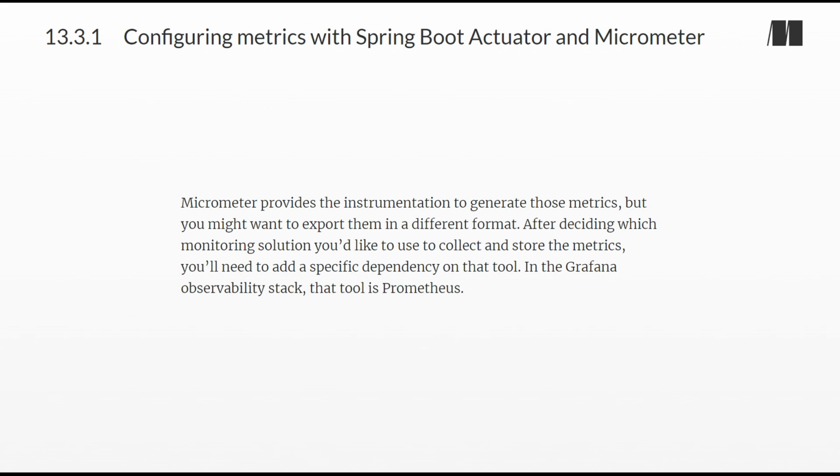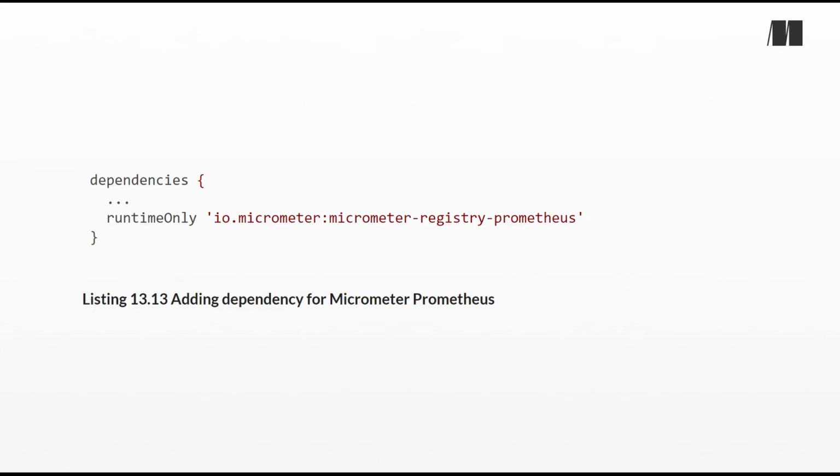In the Grafana observability stack, that tool is Prometheus. In the catalog service project, catalog-service, update the build.gradle file with a dependency on the Micrometer library that provides integration with Prometheus. Remember to refresh or re-import the Gradle dependencies after the new addition. Listing 13.13, Adding dependency for Micrometer Prometheus.